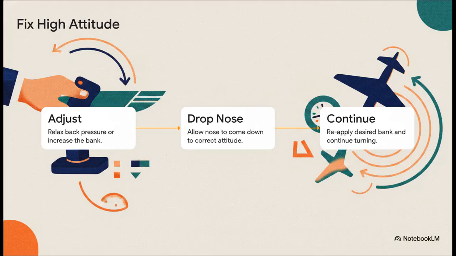So naturally, fixing a high attitude takes the exact opposite approach. If you glance outside and realize the nose has pitched way up and your instruments confirm you're gaining altitude while bleeding airspeed, you've got to execute a really calm, counter-instinctual fix. First, just relax a bit of that back pressure or even slightly increase your bank angle. Just like with the low-attitude fix, let the aircraft naturally drop the nose back down to where it belongs. Once you're stabilized again, you can continue your steep turn. It really is all about calm, deliberate adjustments.